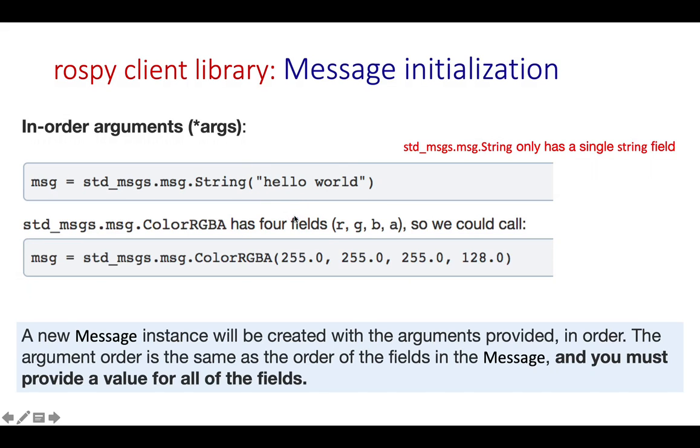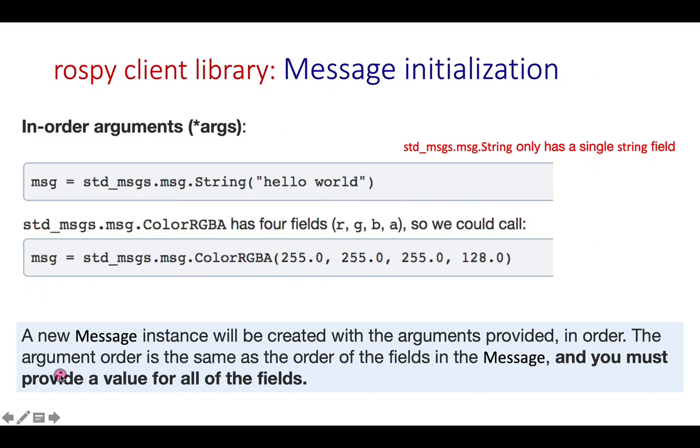So why is it better? Maybe because I don't need to know exactly what the field name is. I just know that string accepts some string message. So I just have to provide the value of the message directly in order, in line, when I'm creating the instance. The important thing is string is maybe not the best example because it only had one field called data. And so we can say string and then hello world in inverted commas.